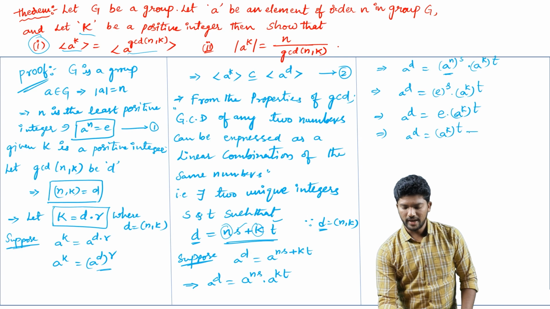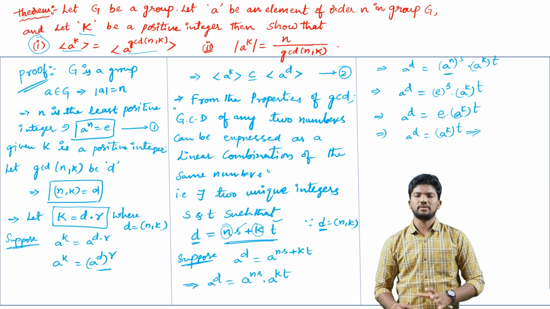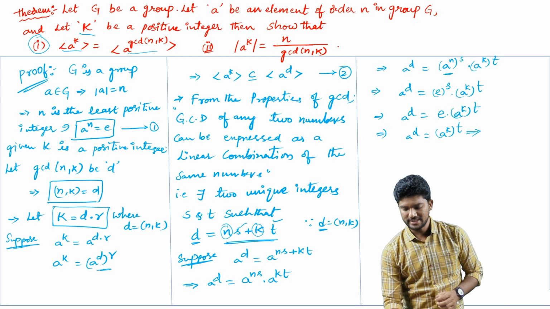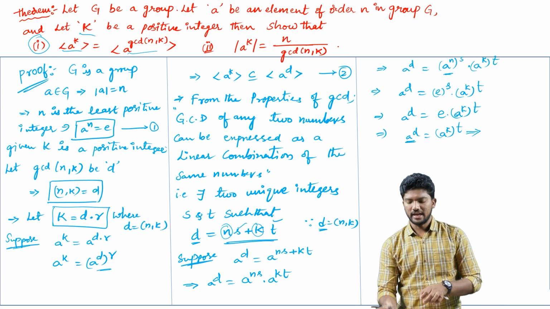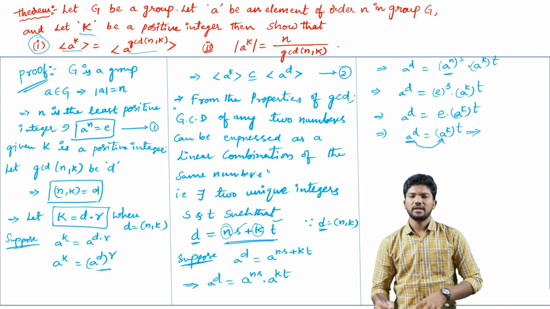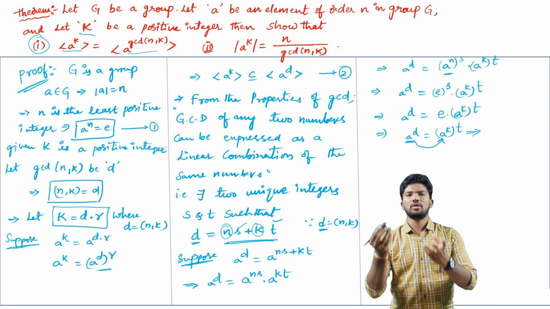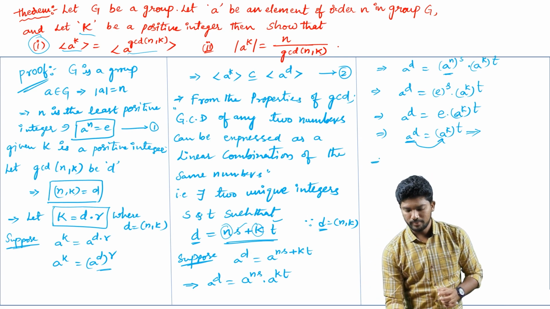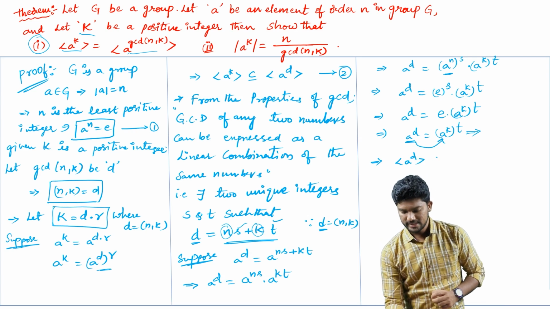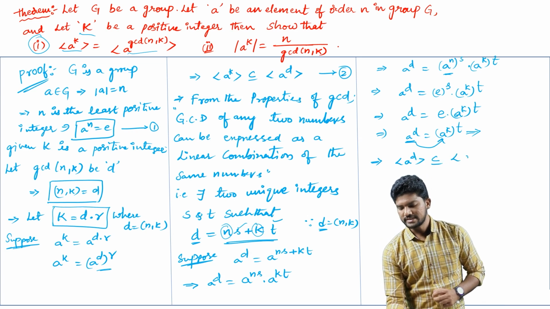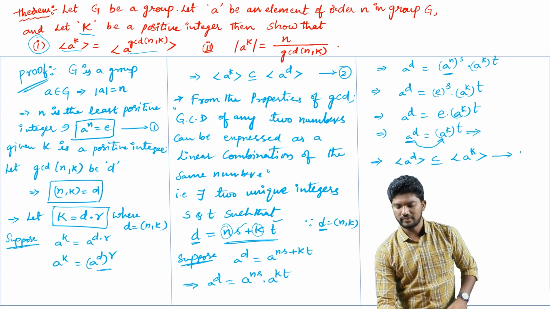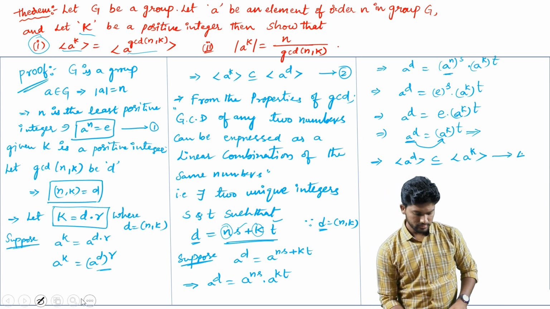Again, this value is purely the definition of the cyclic group. If you imagine a^d as an element, that element is generated in the form of (a^k)^t. Then according to the definition of the cyclic group, the cyclic group generated by a^d is always a subset of or equal to the cyclic group generated by a^k. So now you can call this equation number 3.